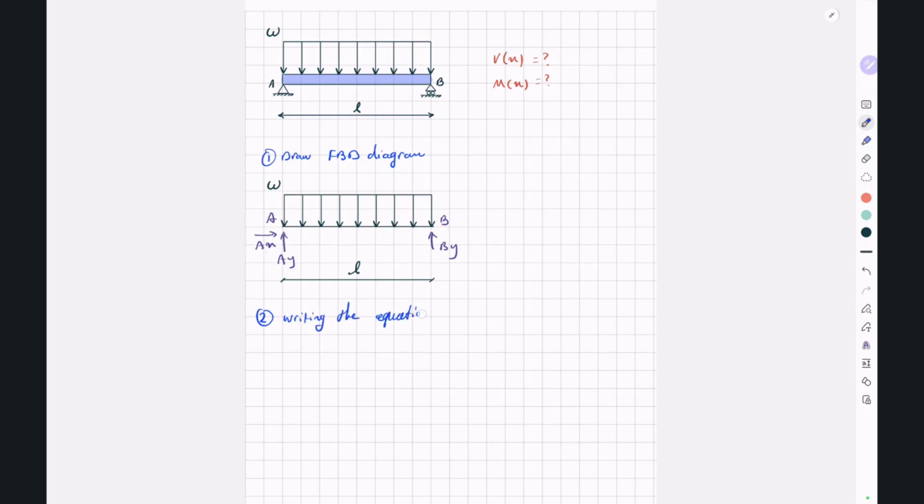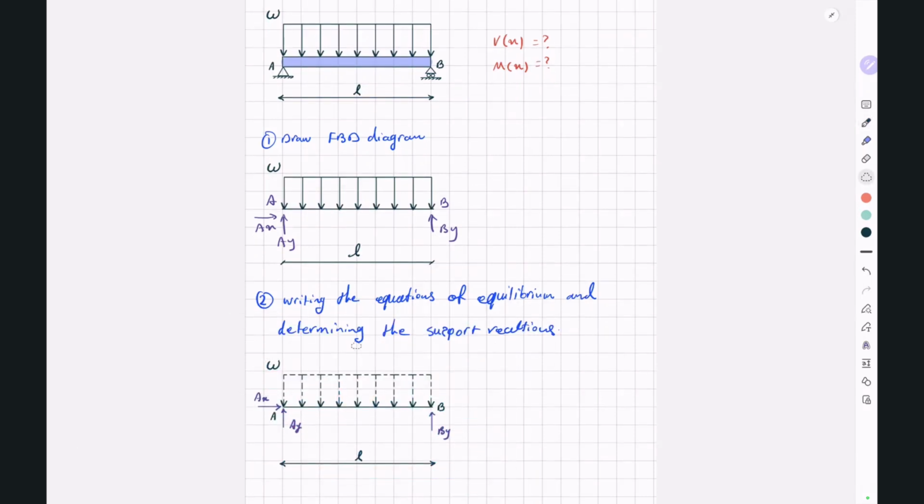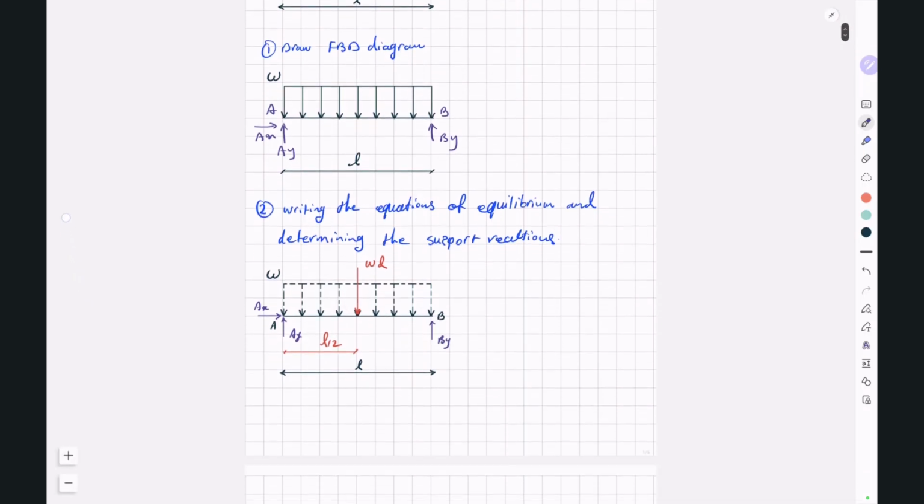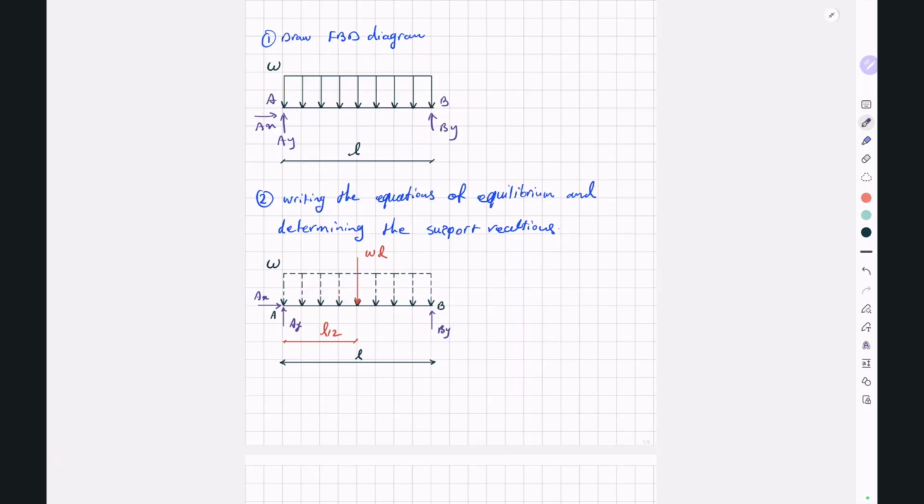We know we can substitute our distributed load with a single resultant point load, which is applied at the centroid of our distributed load. The resultant force for a uniformly distributed load is going to be the magnitude of our distributed load multiplied by the length of our distributed load. So the magnitude would be WL, and the location, which is the centroid of our distributed load, is right in the middle of our load. So we're going to have a point load with a magnitude of WL, and this is L divided by 2. And now we can write our equations of equilibrium based on this simplified beam.